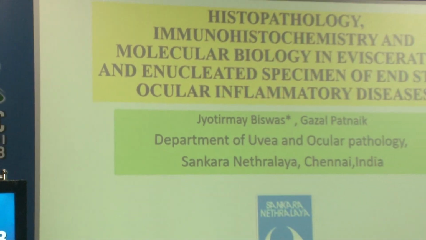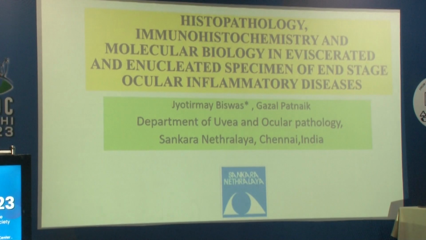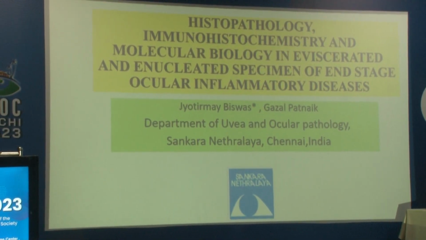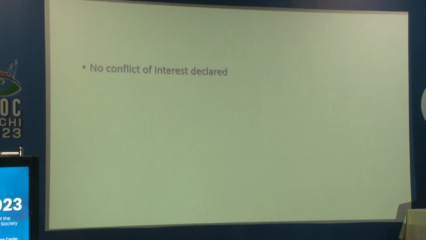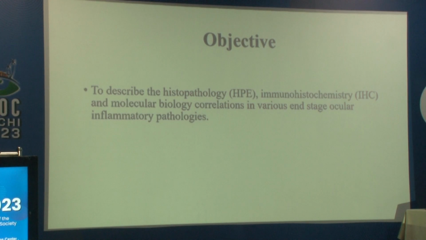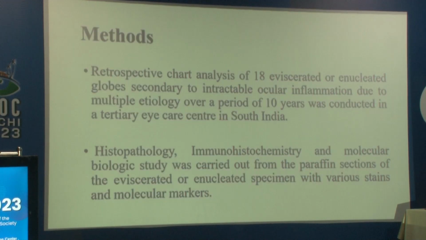Histopathology, immunohistochemistry, and molecular biology in uveitic enucleated specimens of end-stage ocular inflammatory disease. I'm a pathologist. I describe the histopathology, immunohistochemistry, and molecular biology in various end-stage ocular inflammatory pathology. We had, in a 10-year period, 18 such rare cases where we unfortunately had to eviscerate or enucleate the globes secondary to intraocular inflammation.